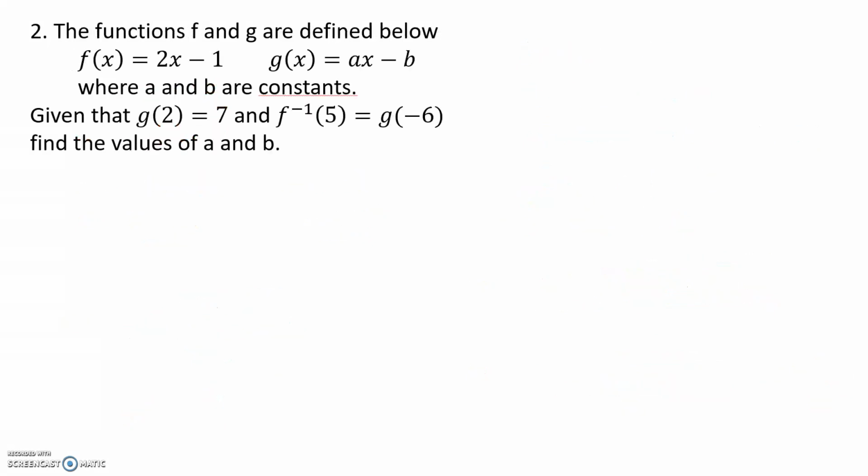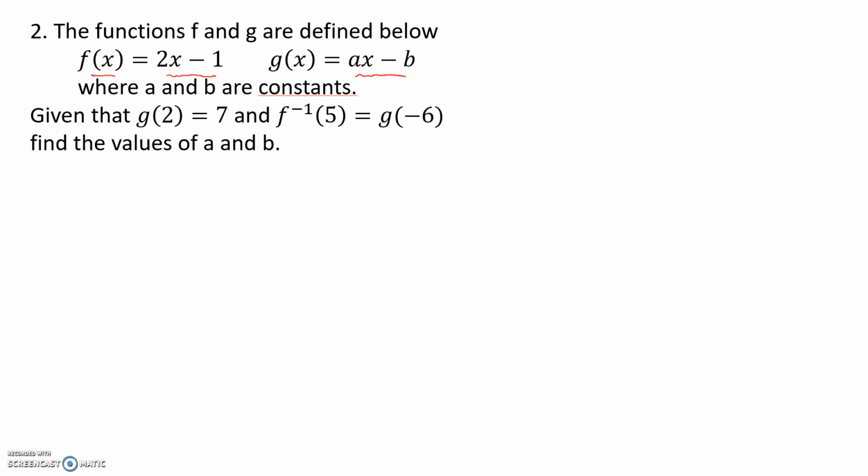Okay, functions question. The functions f and g are defined below. f of x equals 2x minus 1 and g of x equals ax minus b, where a and b are constants. Alright, so this notation here, f of x, it's really just saying that this is some function of x, this bit here. That set of instructions tells you what to do, and it tells you whatever x is, double it, 2 times x, and then subtract 1. And g of x is a different function, it's a different set of instructions. It says whatever x is, multiply it by a, and then subtract b. So f of x is a different function to g of x, they're a different set of instructions.